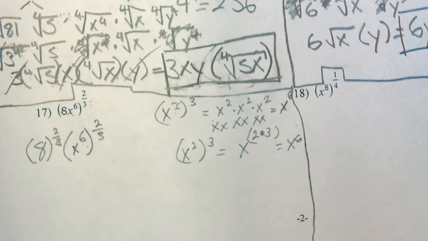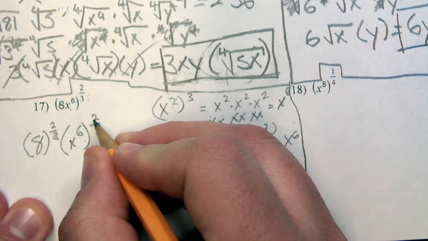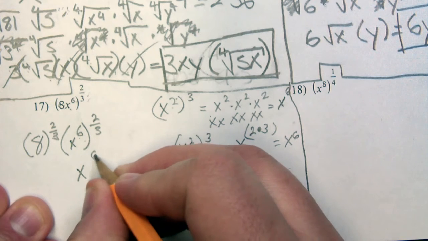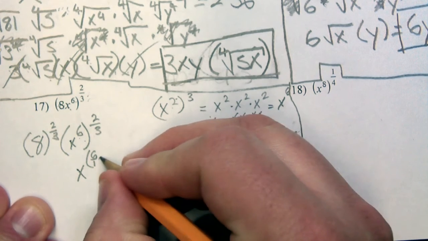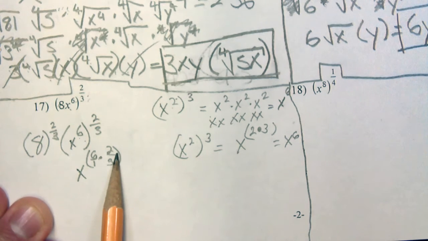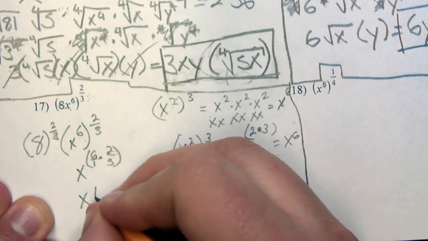Now this is where it gets a little interesting. If I multiply the 6 times 2/3, in other words, if I say x to the 6 over 1, because 6 over 1 is the same as 6, right? And I multiply that by 2/3, I get 6 times 2, which is 12. 12 divided by 3 is what? 4. So this whole thing becomes x to the 4th power.